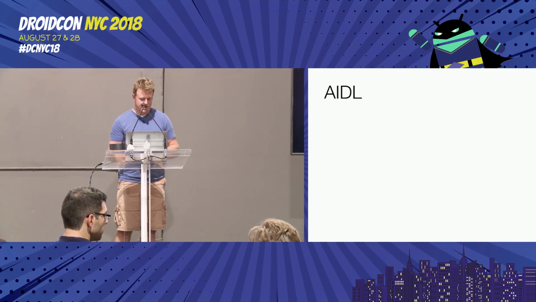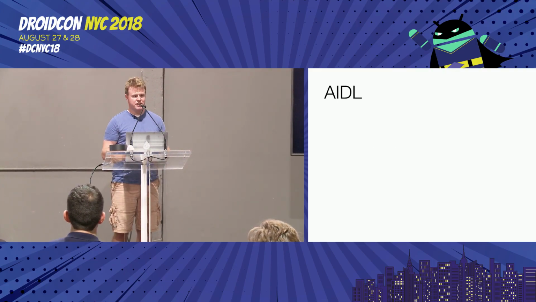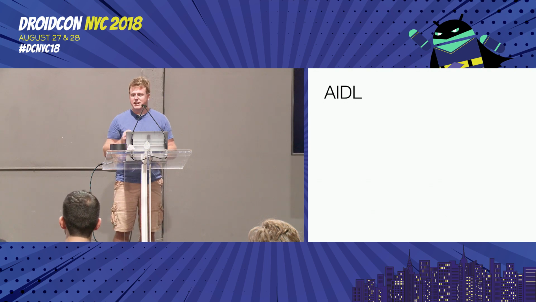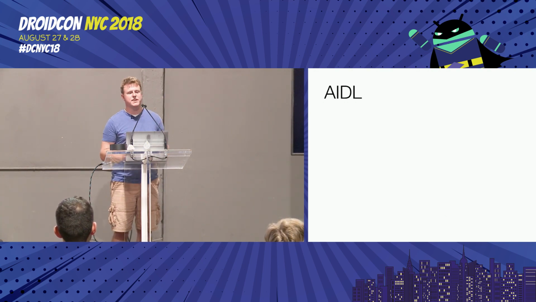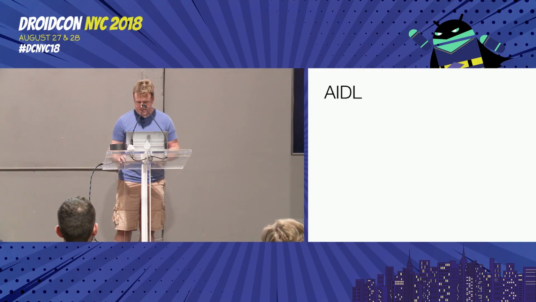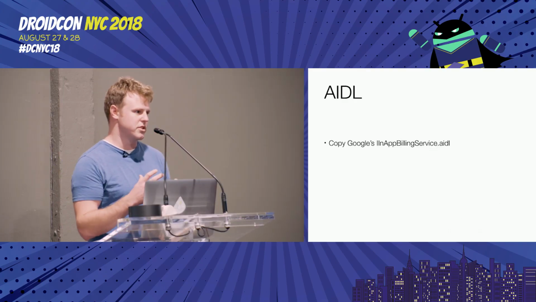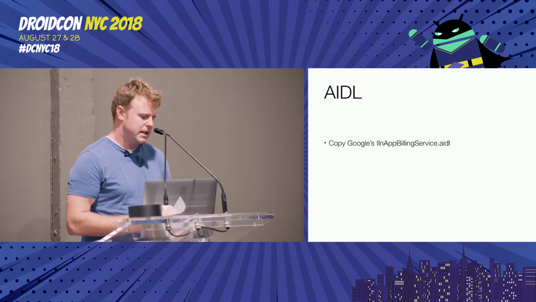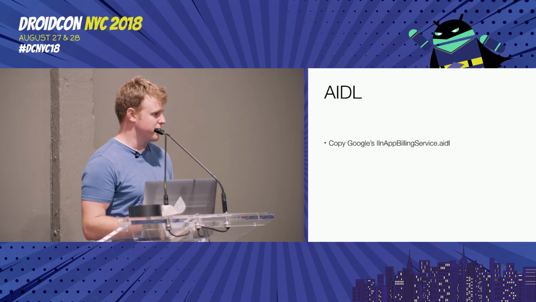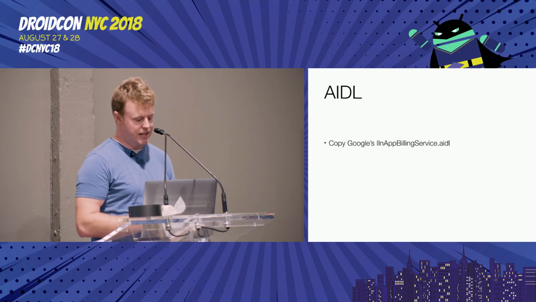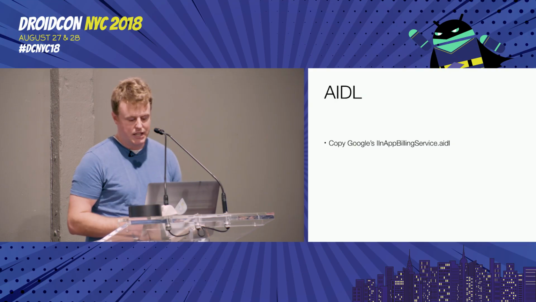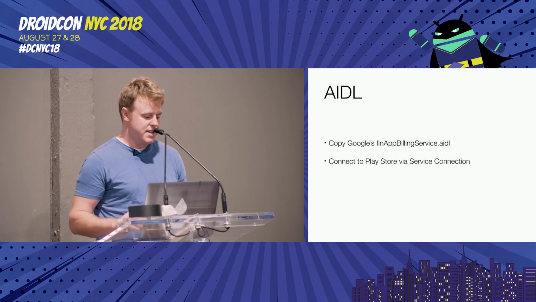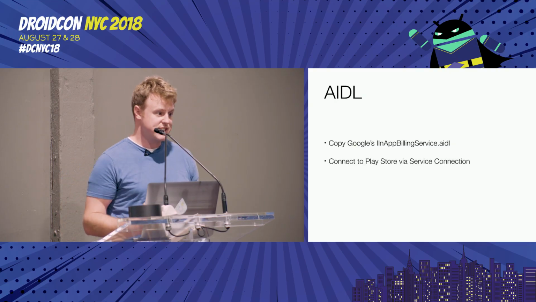So way back in the beginning, there was AIDL. If you wanted to do in-app billing on Android, you used the Android Interface Definition Language. Basically this was a Java interface class that you would copy into your code. You would copy and paste this in-app-billing-service.aidl file into your code, and then you would use that to connect to the Play Store via service connection.